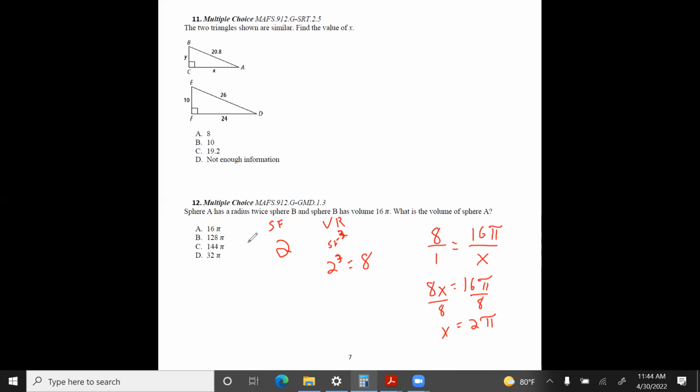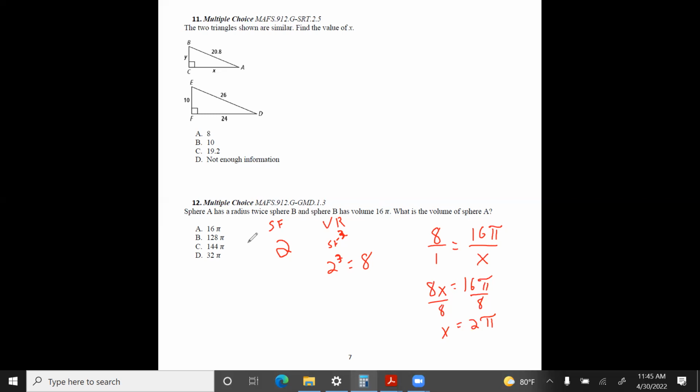Maybe I did this backwards. Let me go back and look. Sphere A has a radius twice sphere B. All right, so I thought we were solving for the smaller one. We are solving for the bigger one. A is the bigger one. It says A is twice the radius.